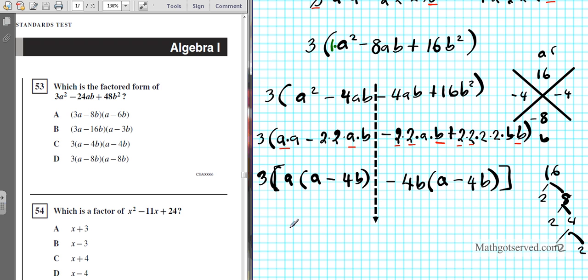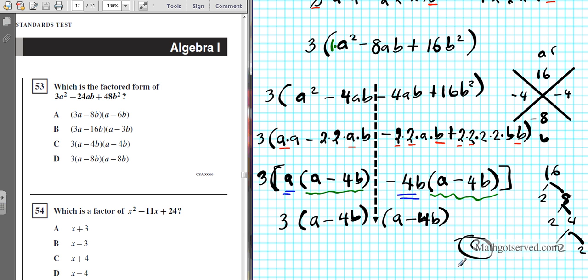And then when we put this together, we have 3. Now, the two terms that are common, this term right here and this term, we can factor them out into 1, which is a minus 4b. And the term left on the outside, a and negative 4b, we can put together as a minus 4b. Okay, a minus 4b. So our answer is going to be option C: 3 times a minus 4b times a minus 4b. So answer option C is your correct answer.